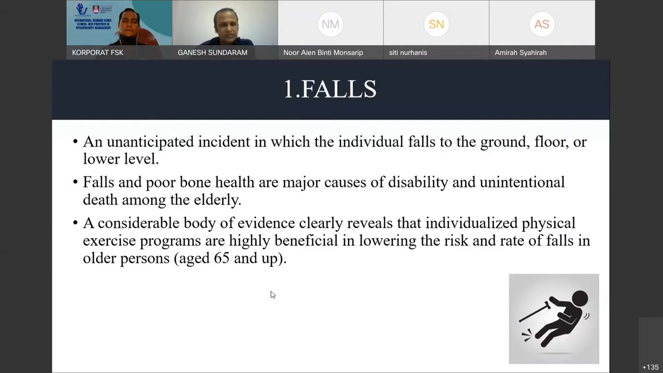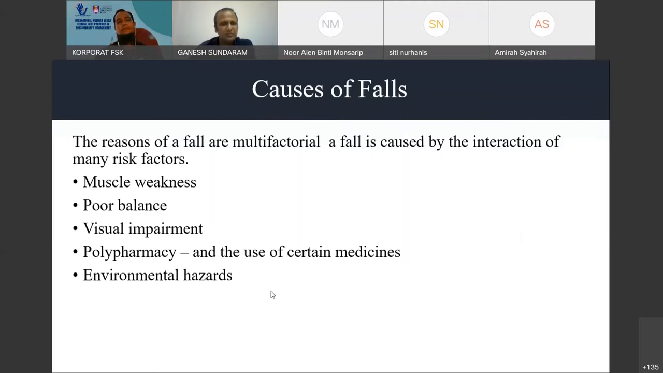So what are the causes of falls? We have various causes: muscle weakness, poor balance, visual impairment, polypharmacy, and environmental hazards. That is something to talk about, our home environment or the environment in the hospital, whatever it is, that is hazardous to the patient.